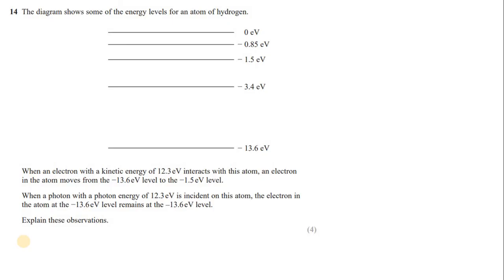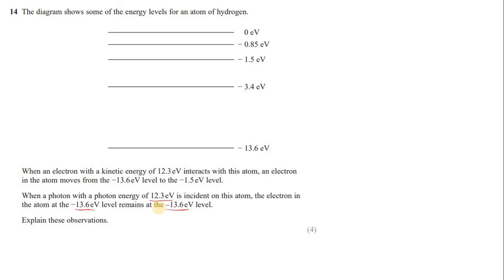Question number 14. The diagram shows some of the energy levels for an atom of hydrogen. When an electron with kinetic energy of 12.3 electron volt interacts with this atom, an electron of the atom moves from minus 13.6 to minus 1.5 electron volt. But when a photon with the energy of 12.3 electron volt is incident on this atom, the electron in the atom stays in the same shell.